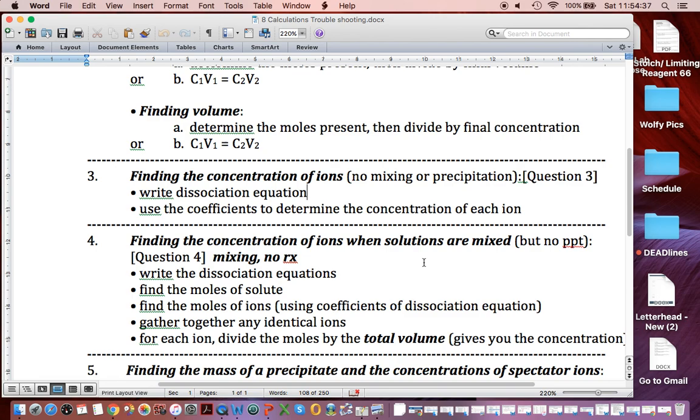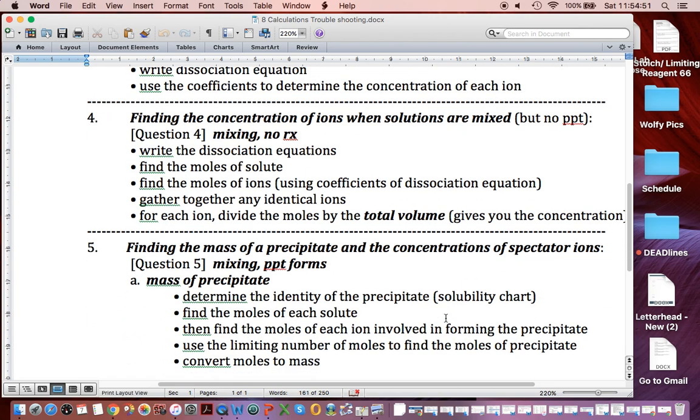If you had any common ions, for example, if you get chloride from one compound, chloride from another, you add them up and then divide by the total volume. And that will give you the concentration. And the concentration has to be in moles per liter.